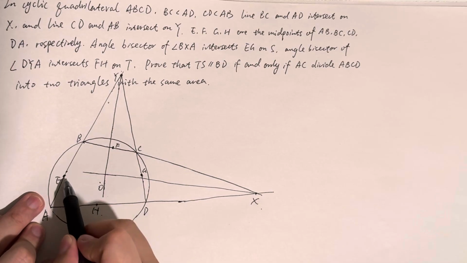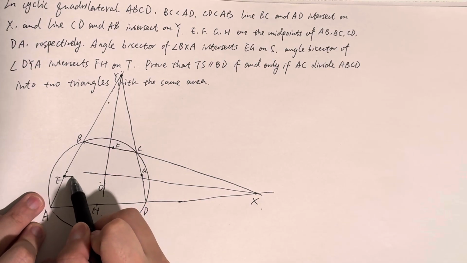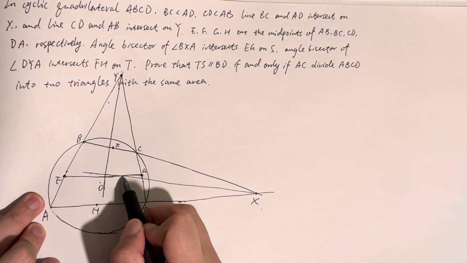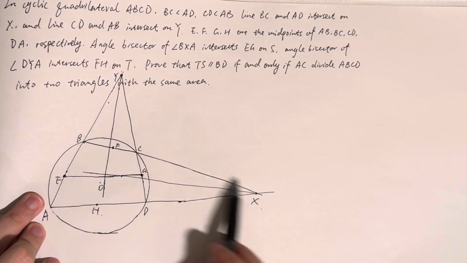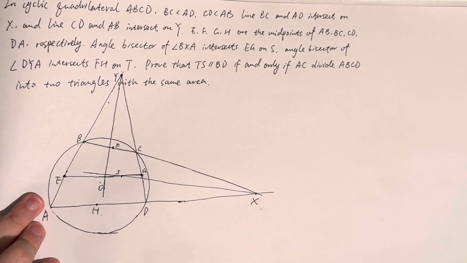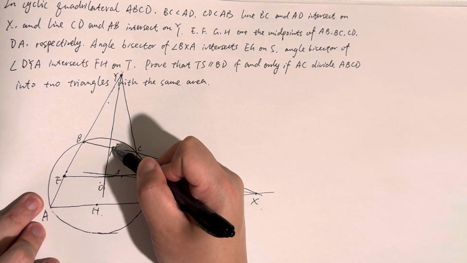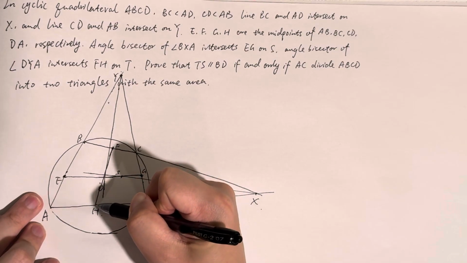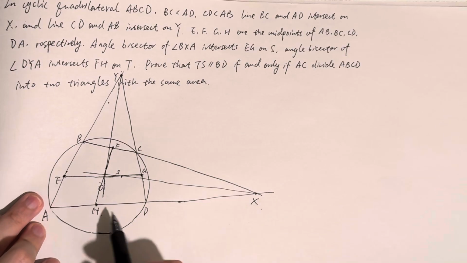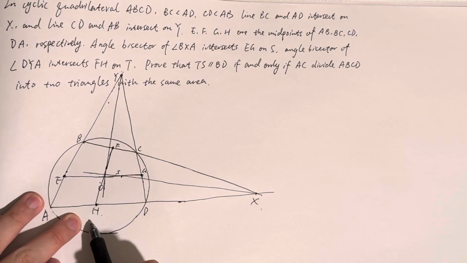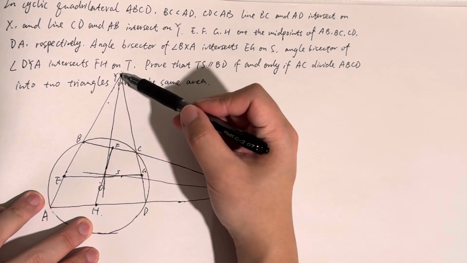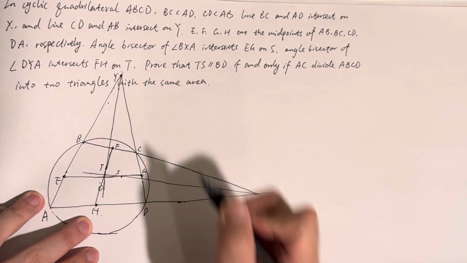It's basically saying that EG meets the angle bisector of BXA at the point S. And FH meets the angle bisector of angle AYD at the point T.